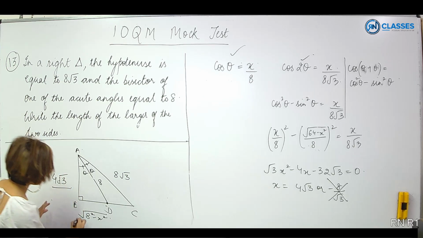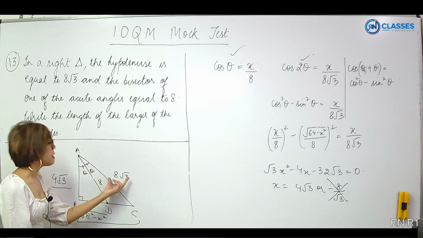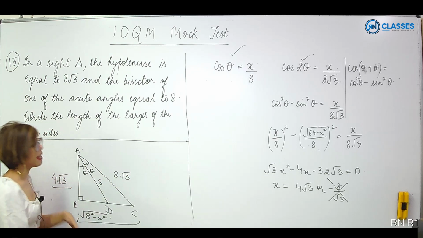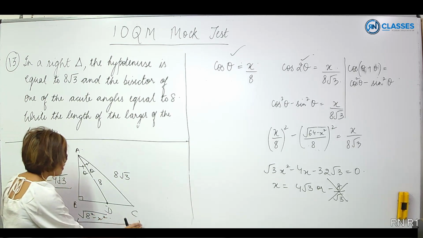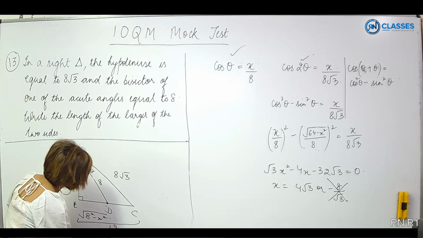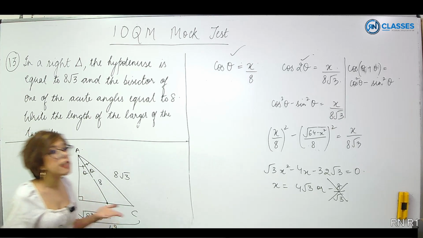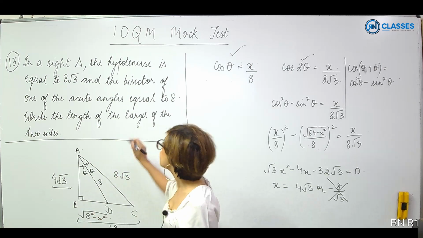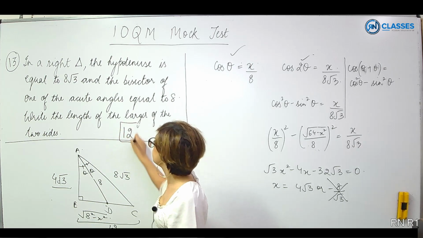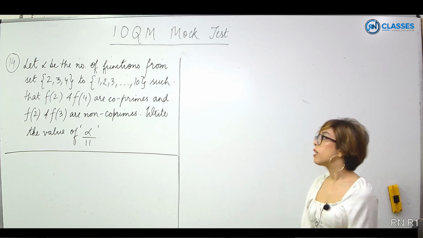BC I can easily find by using Pythagoras theorem. If this is 8 root 3, this is 4 root 3. Using Pythagoras theorem, I can find out that this is nothing but 12. Right? Obviously, out of these two, 12 is the greater one. That is why the answer for this question is 12. Alright, on to the next one.